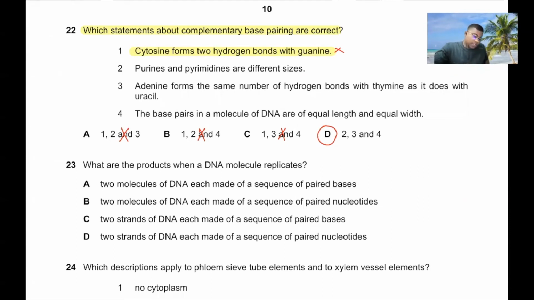All right, so let's check the other options. Purines and pyrimidines are different sizes. Yes, definitely they are. Adenine forms the same number of hydrogen bonds with thymine as it does with uracil. Yes, it does. 2 hydrogen bonds in both cases. The base pairs in a molecule of DNA are equal length and equal width. Two base pairs together in a molecule of DNA, they are always equal length. So yes, point number 4 is correct.